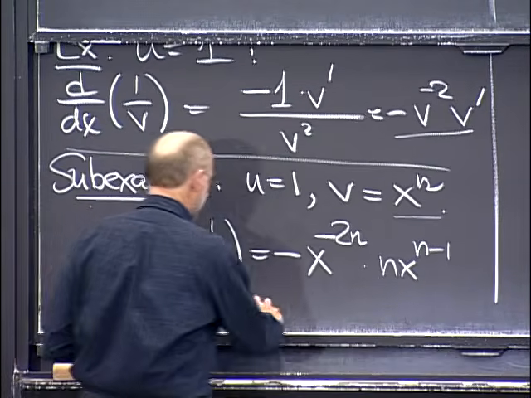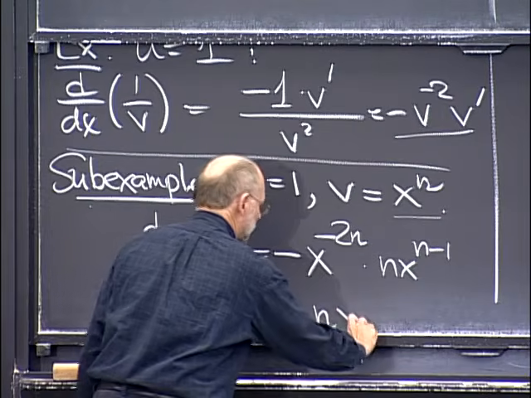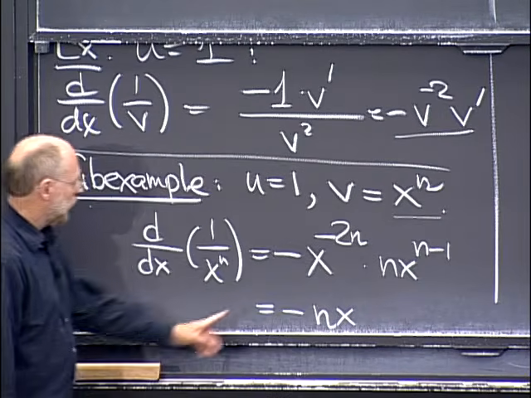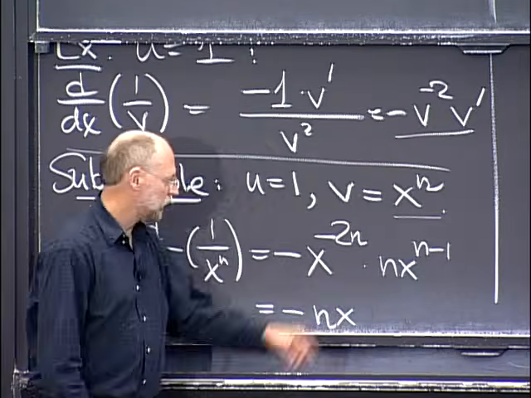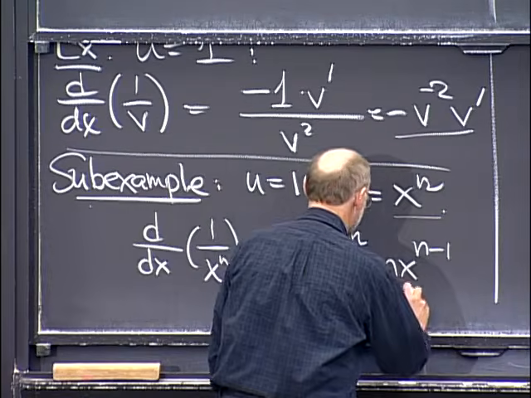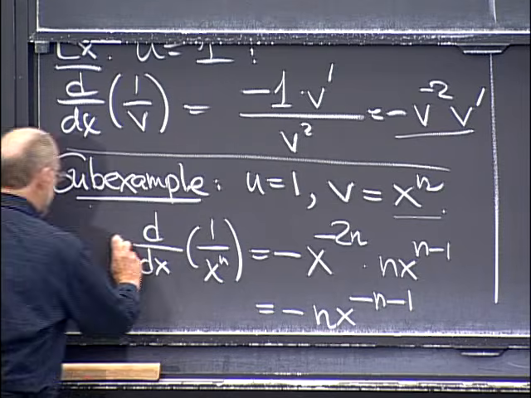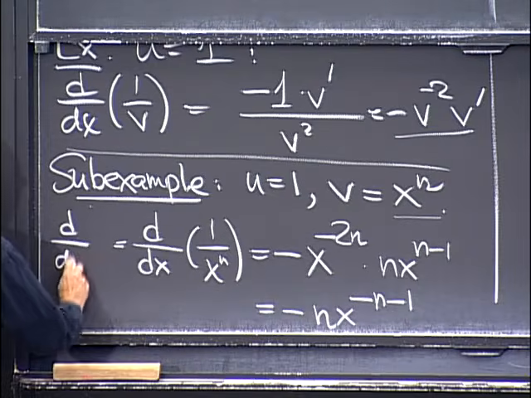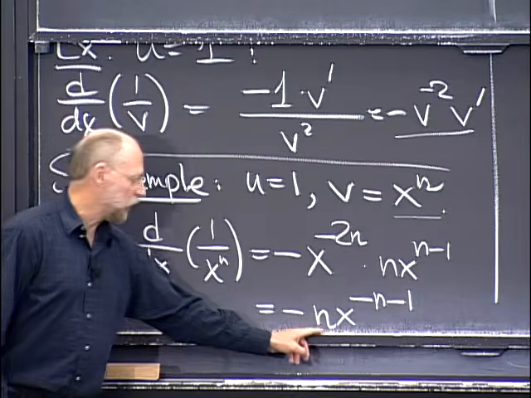Okay, so let's put these together. There's several powers of x here. I can put them together. I get n times x to the minus 2n plus n minus 1. One of these n's cancels, and what I'm left with is minus n minus 1. So we've computed the derivative of 1 over x to the n, which I could also write as x to the minus n, right? So I've computed the derivative of negative powers of x, and this is the formula that I get.